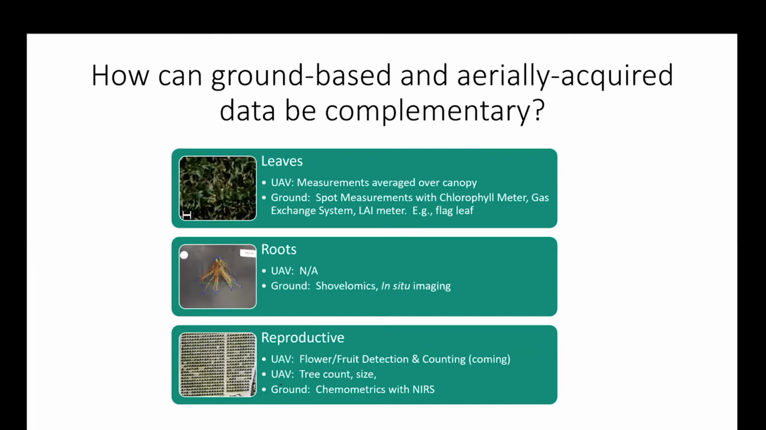And additional things that can be done with ground measurements would be, for example, chemometrics or colorimetrics that would be done with spectroscopy and near infrared spectroscopy. So for example, estimating the ripeness, the soluble solids, the sweetness of fruits using contact sensors instead of destructive sampling.